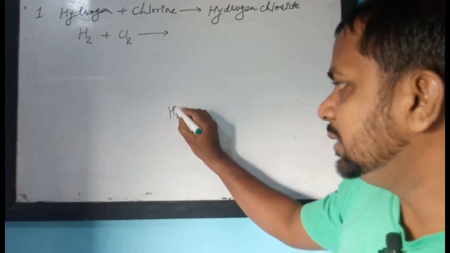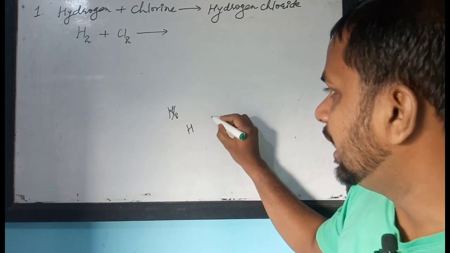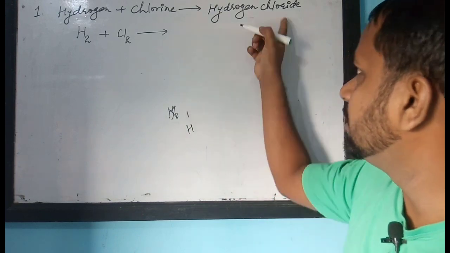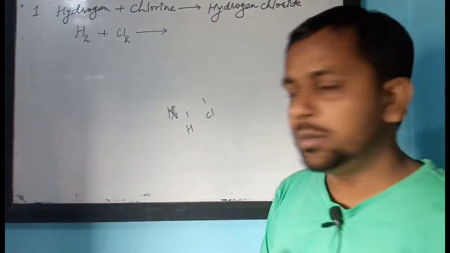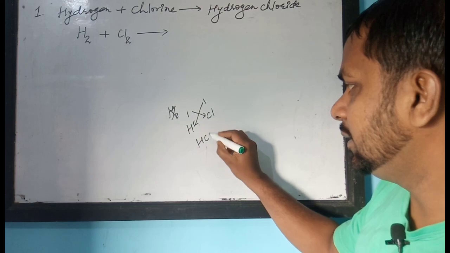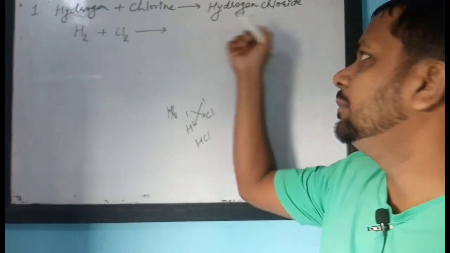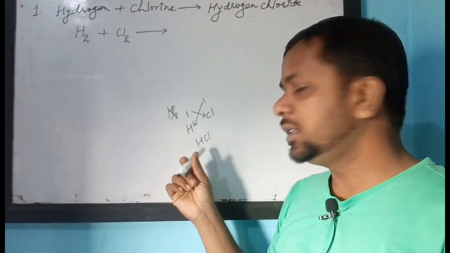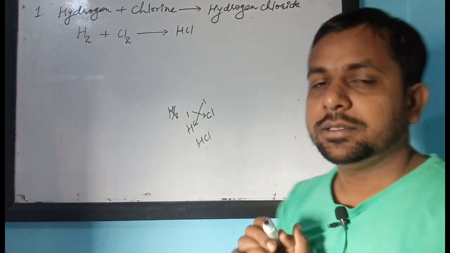For hydrogen, we should not use H2 while doing crisscross. We have to write H and its valency is 1. For chlorine, chloride also, Cl and valency is 1. When we do crisscross, that is HCl. If we do not know the molecular formula of any compound, then we have to do the crisscross, and we have to write here HCl.